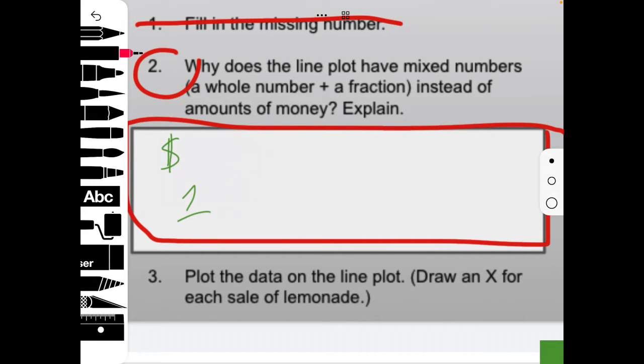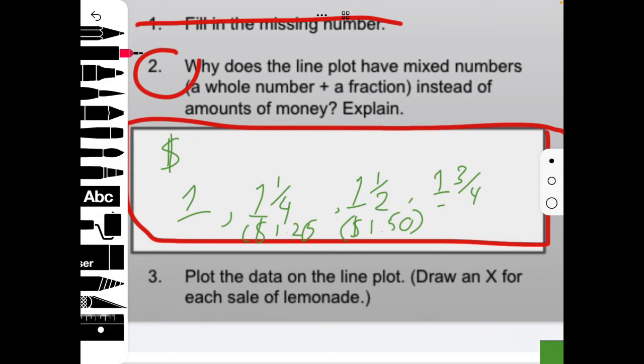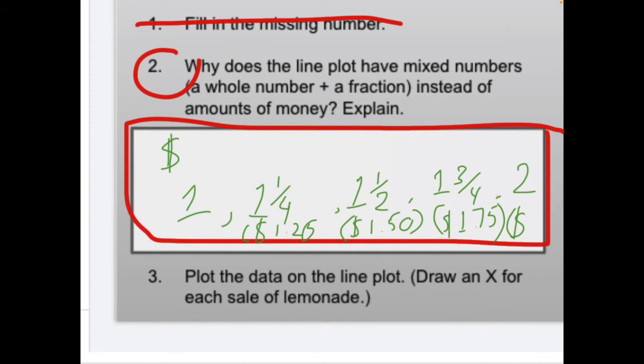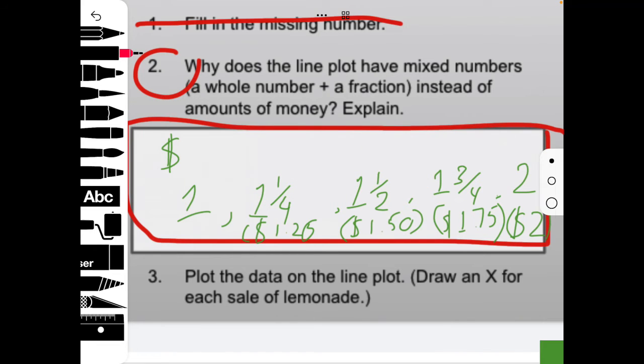It goes from 1 whole dollar to 1 1/4 dollar, which is 1.25, to 1 1/2, which is $1.50, to 1 3/4, which is 1.75, and then the line plot ends at $2, written as such, $2. So, how could you explain this in words?